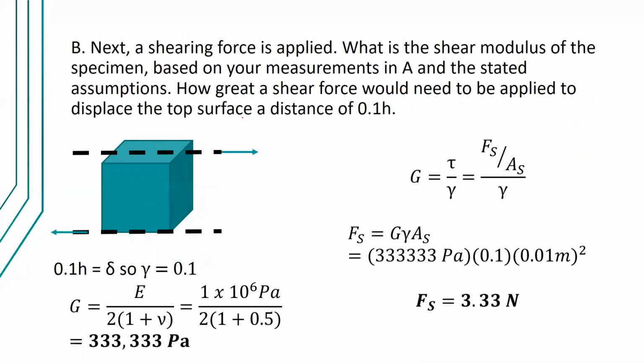Next, following letter A, next is that a shearing force is applied. This is after you apply the normal compressive force. What is the shear modulus? We're looking for the shear modulus based on your measurements in A and the stated assumptions. What are the stated assumptions in A? That the material is incompressible, that we perform an experiment such that we are compressing the material by 5%, and all other assumptions. Now the question here is how great a shear force would need to be applied to displace the top surface a distance of 0.1 h.